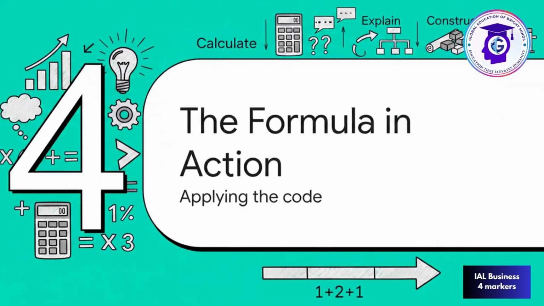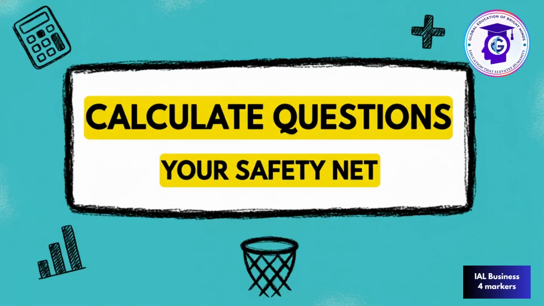All right, theory is great, but let's put this into practice. We're going to apply our 1 + 2 + 1 formula to the 3 main types of 4-mark questions you are absolutely going to see on your exam: calculate, explain, and construct. First up, we've got the calculate questions. Now, these often seem the most straightforward, but it's also where it's incredibly easy to make a simple mistake and drop a mark. This 1 + 2 + 1 structure is basically your safety net.